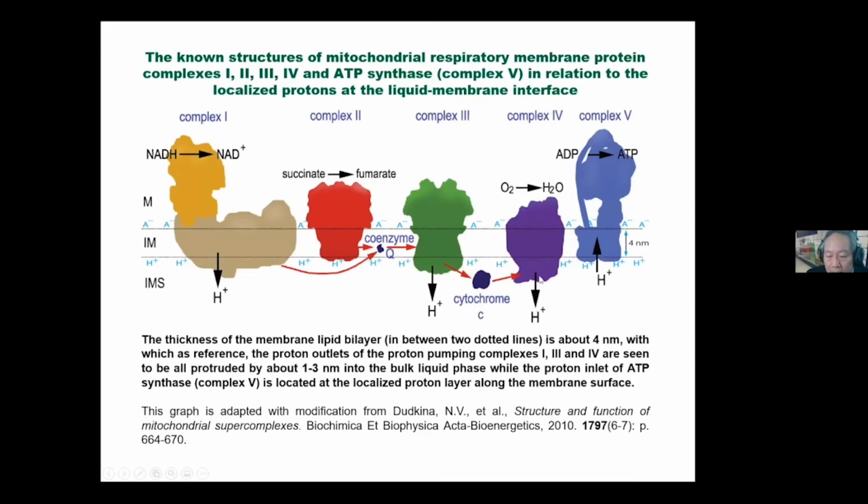So I expect the proton pumps, the protein exit, should extend about 1 to 3 nanometers away from the membrane, like this one here. They should be sticking out into the liquid. And the proton user, the mouth of it, like the ATP synthase, has to stay there. Otherwise, if they were pumping against this layer, then you backfire. You see that, right? So this is my prediction. That's how they can break the glass ceiling.